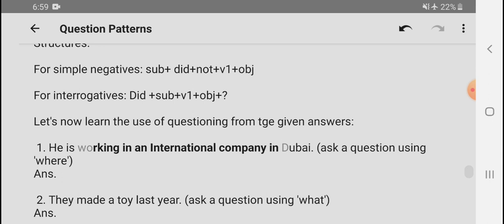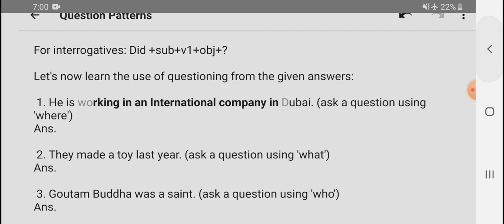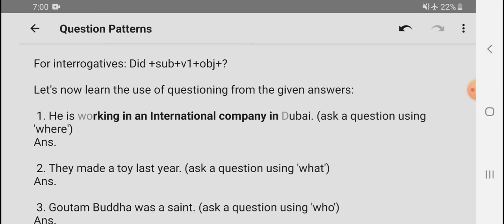Let's now learn the use of questioning from the given answers. How do you question from the given answer? That's how the questions will appear in the exam. He is working in an international company in Dubai. Ask a question using where.